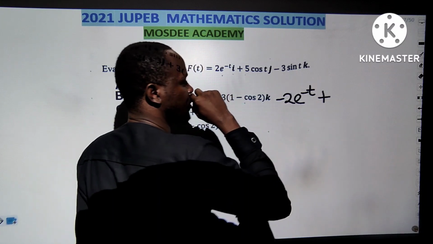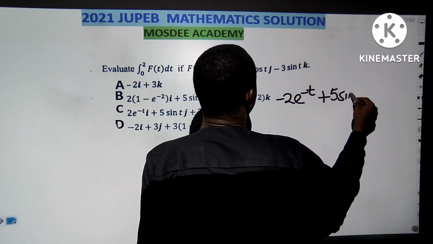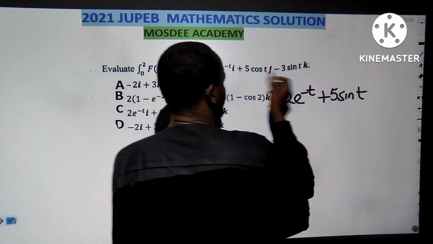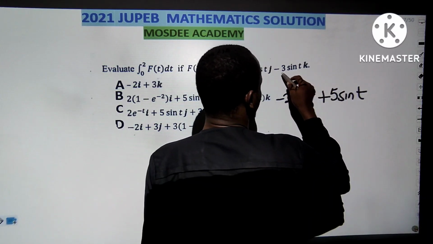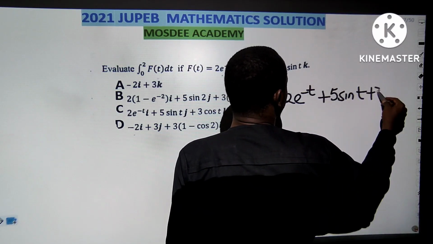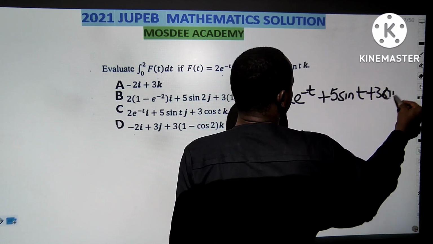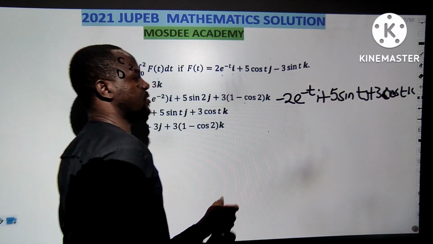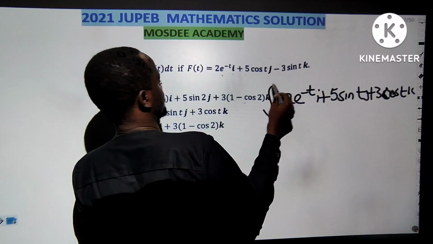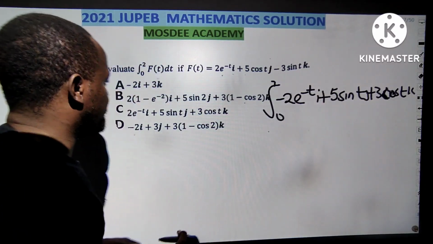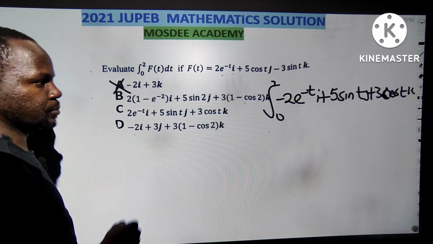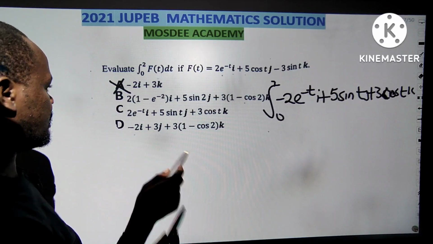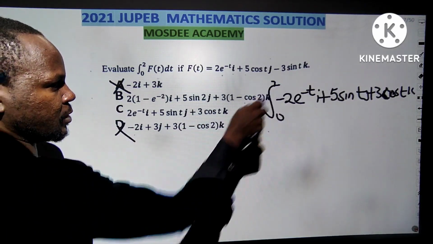Plus, well, 5 is a constant. When you integrate cos, what is it? Sine. That's 5 sine t j, or whatever, put i or whatever there. I'm just removing them. Then when you integrate this one, minus minus, because this is minus, you have a plus 3 sine t. Then you are now taking limit from 2 to 0. You definitely know it's not going to be this simple. So 0 can be subtracted out. So just substitute 0 in that one.